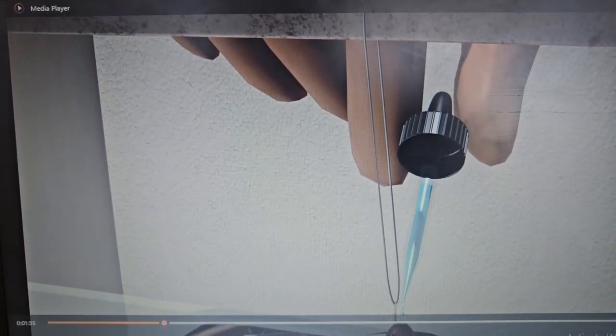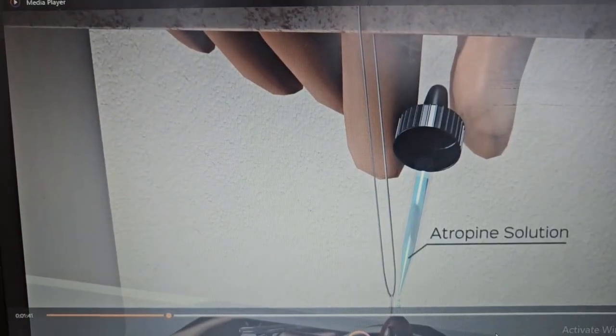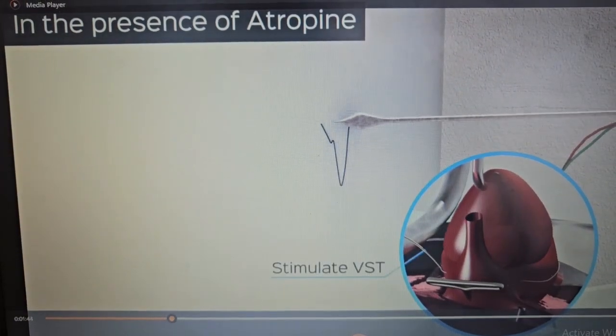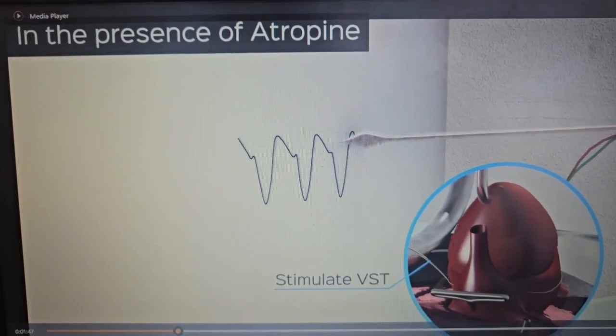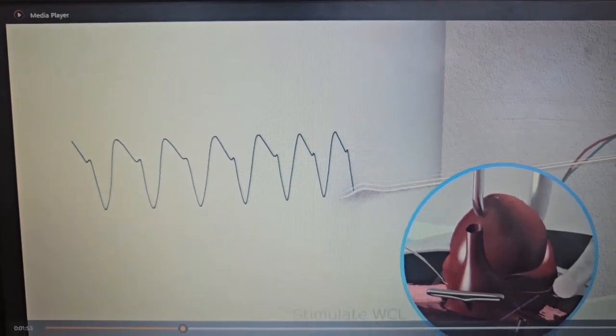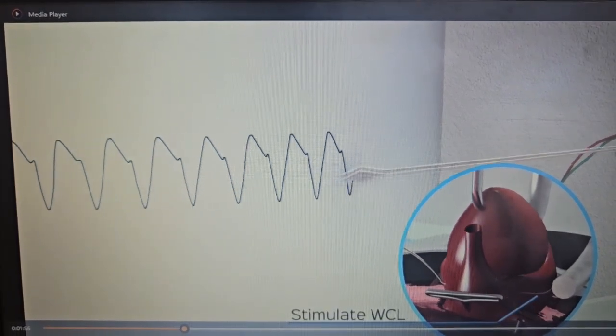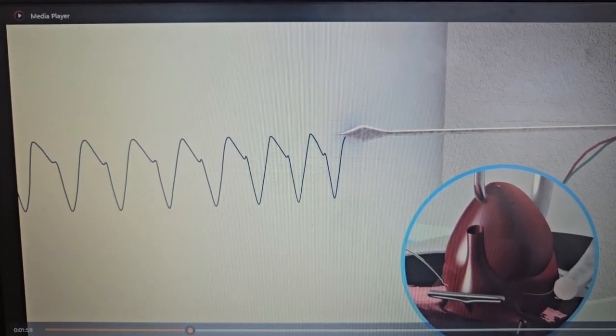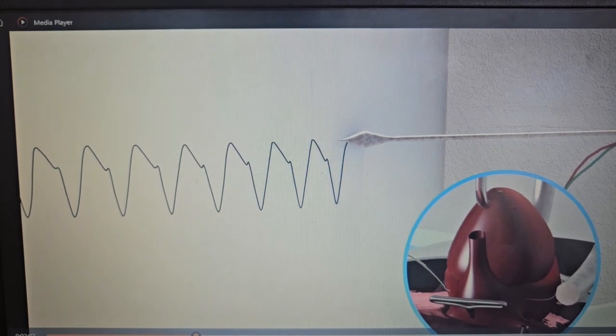Now we wash the heart with normal saline to remove the nicotine. Now we apply atropine to the heart. We stimulate first the vasovagal trunk and record the resultant changes in the graph. And then the white concentric line and note the changes in the graph. Finally, we study all three graphs and analyze the findings.